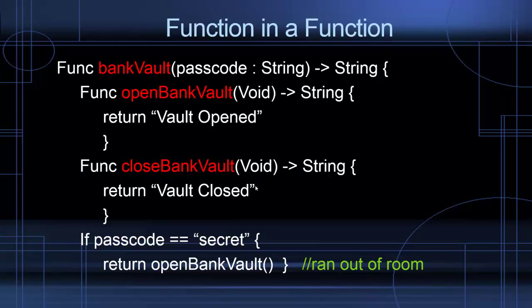Now this example is on page 96 and 97 of your textbook. And then it's going to say if passcode equals secret, which is our secret password, it's going to return bankVault open. So it would just say the vault is open. And if the passcode was not secret, it would say vault closed. So you can see the rest of the code on page 97, but you get the idea. So you can have functions inside functions. And a function doesn't have to calculate anything. It can just return a string.